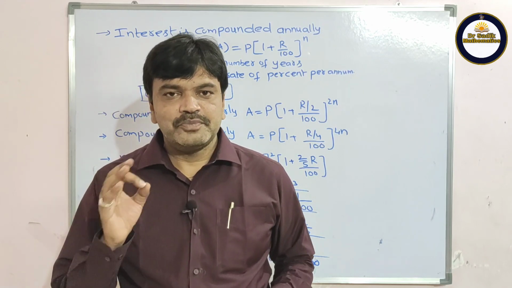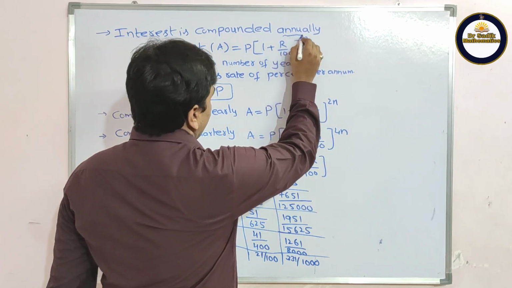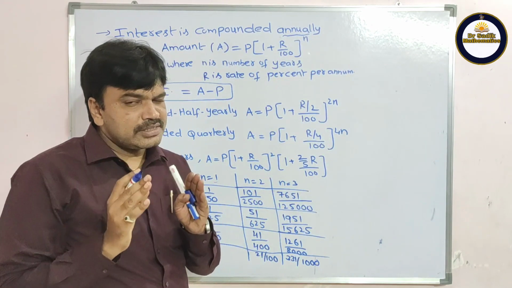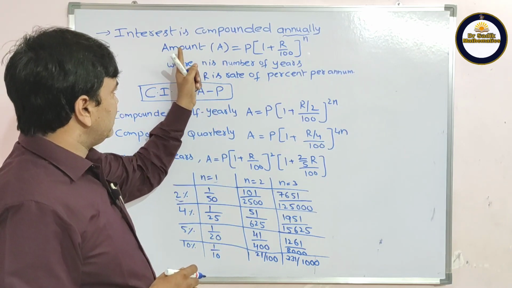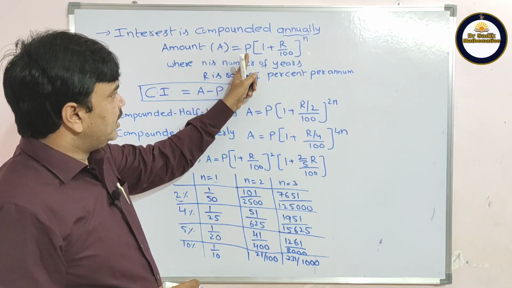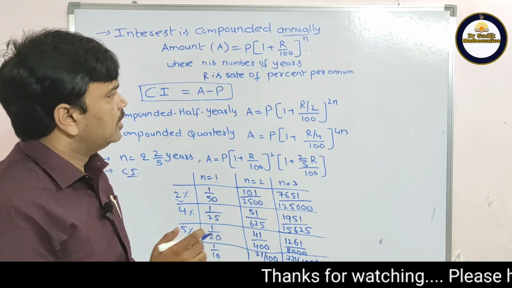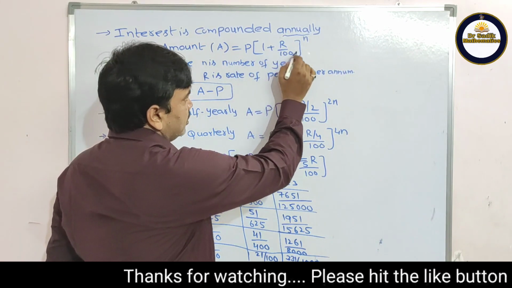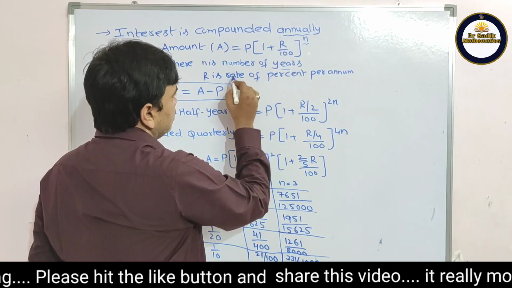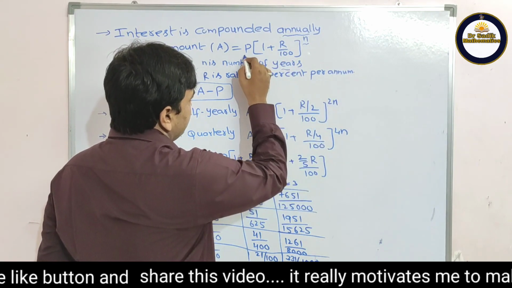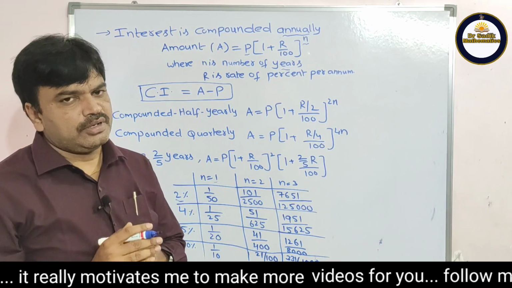Let us see the formula when interest is compounded annually, annually meaning yearly. The amount A is equal to P into 1 plus R by 100, whole power n. What is n? Number of years. R is the rate percent per annum. P is the principal amount, or sum.